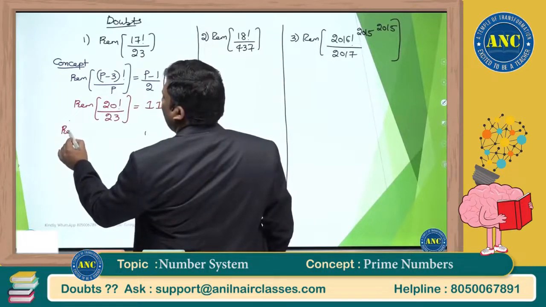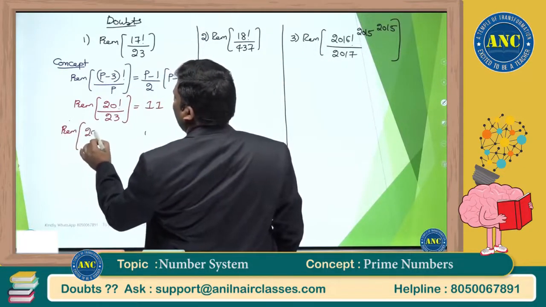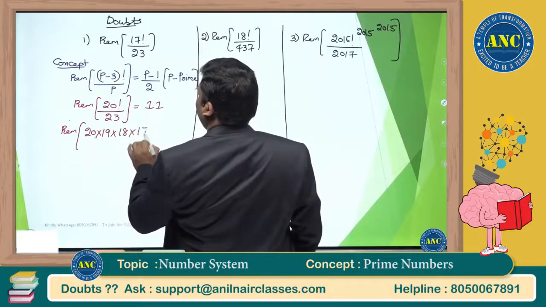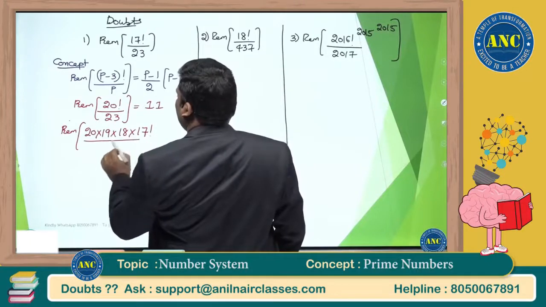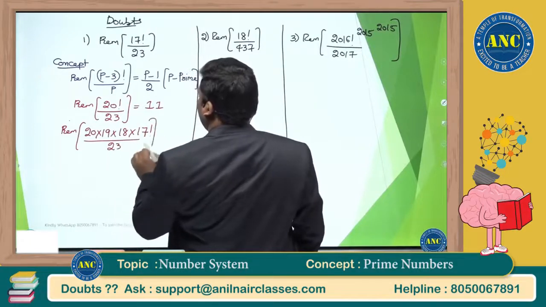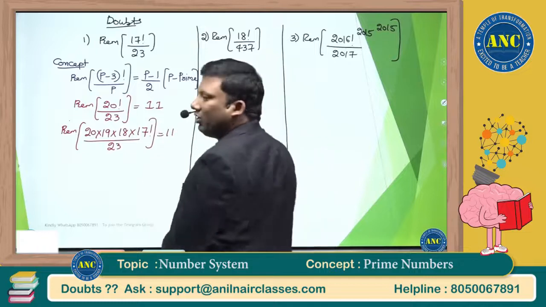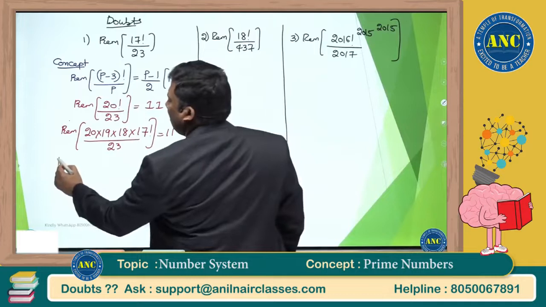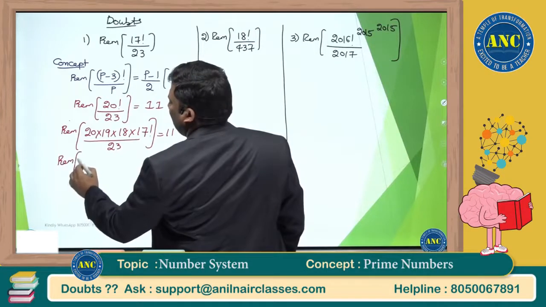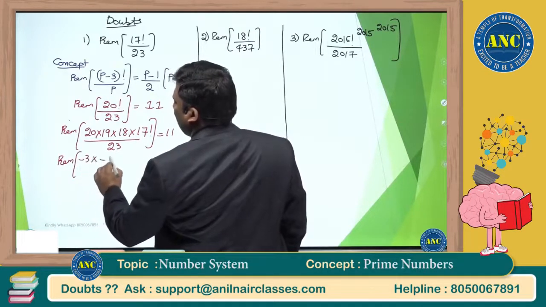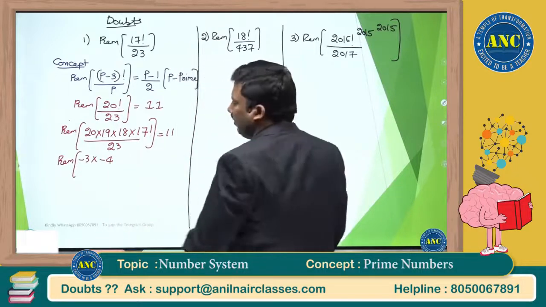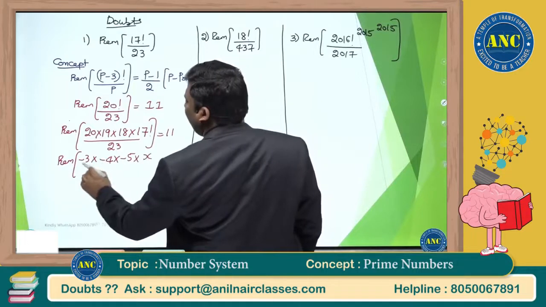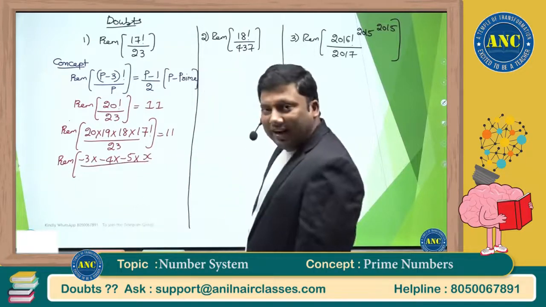20 factorial can be written, by the same backtracking approach, as 20 into 19 into 18 into 17 factorial, divided by 23, and the remainder is 11. Now 20 divided by 23: 23 ones are 23, so 20 is 23 minus 3. 19 is 23 minus 4. 18 is 23 minus 5. And 17 factorial by 23, we need the remainder.